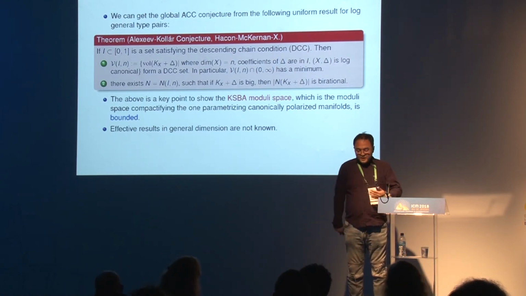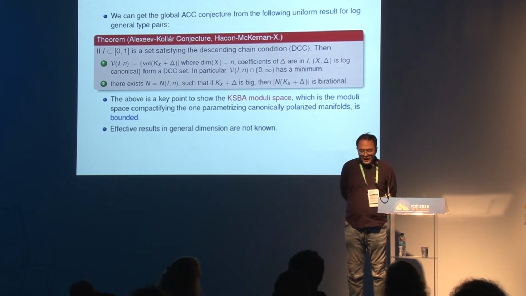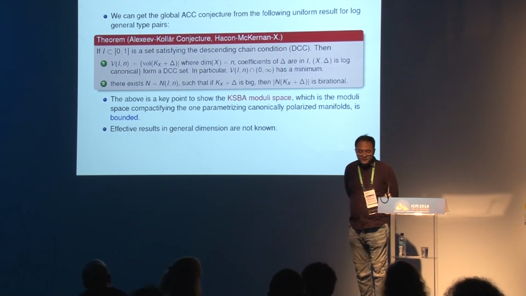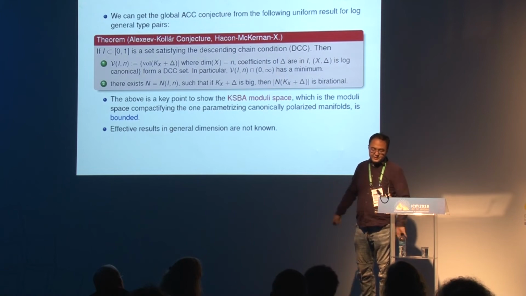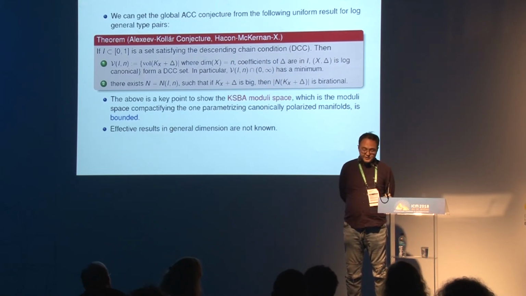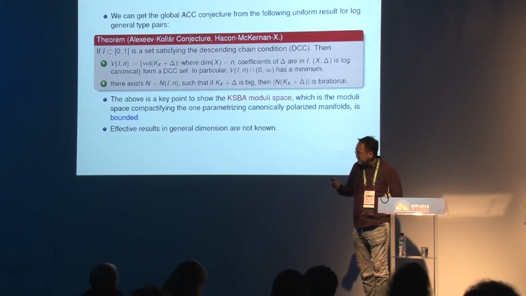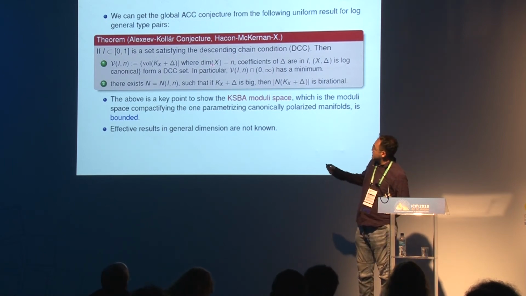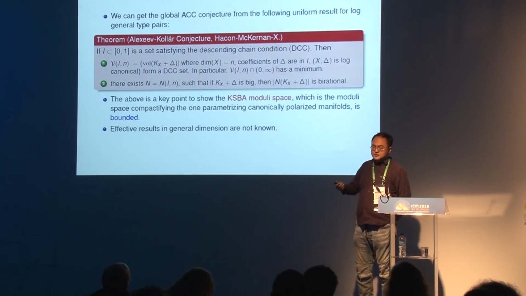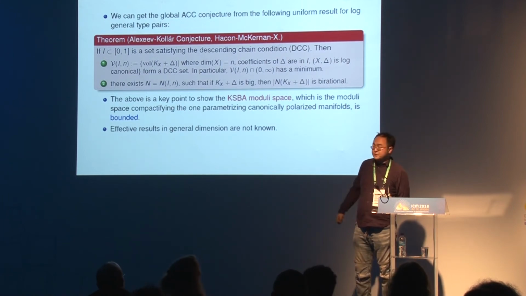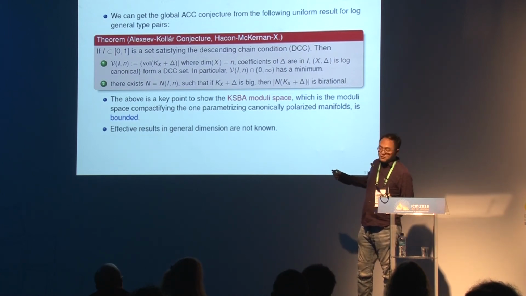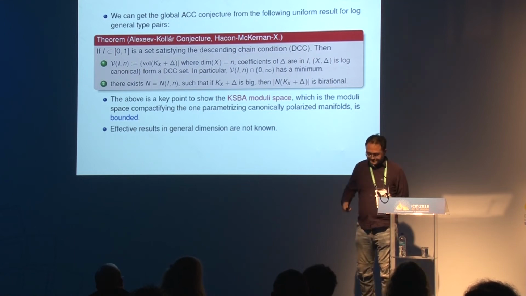So basically, I think the reason Kollár asked this is because he wants to use it to settle the boundedness of the KSBA moduli. And actually, since we have this result now, we basically do settle the boundedness of the KSBA moduli in general dimension. But on the other hand, the effective numbers here are actually not known. I think if you go to Meng Chen's lecture tomorrow, you will hear that in dimension 3 we know a lot more effective results. But in general, the effective bound is not known.